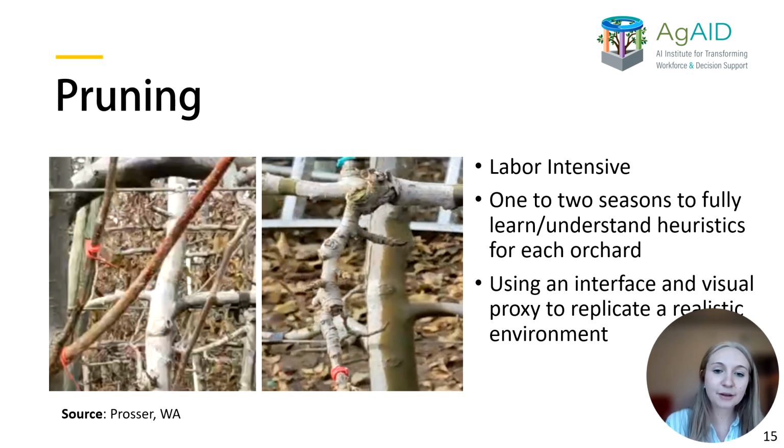I just want to hit this really hard, that pruning is an incredibly labor-intensive task. It does take 1 to 2 seasons to fully understand, but using this interface and the visual proxy, we hope to replicate a realistic environment to be able to decrease that amount of time from 1 to 2 seasons to maybe 1 season, or maybe even half a season, for pruners to be able to fully understand those pruning heuristics for each orchard.